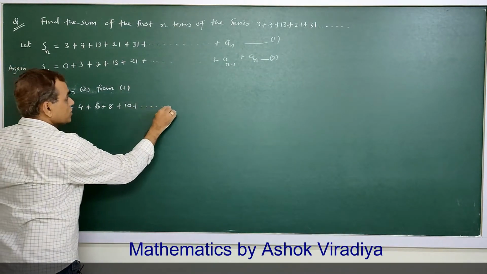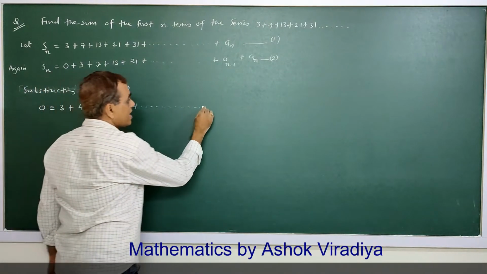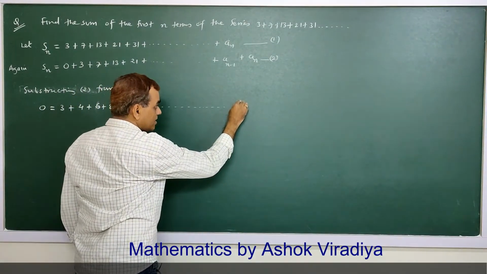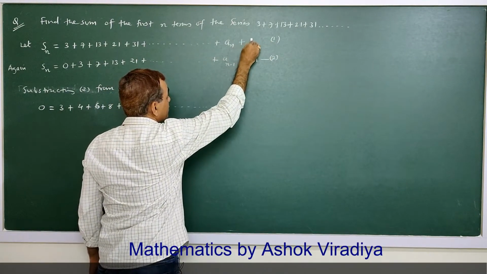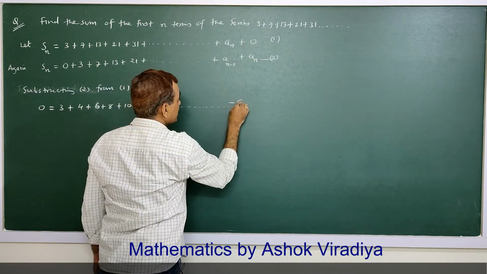Continuing this procedure, here at last the term will be, here you consider 0. So 0 minus an is minus an.